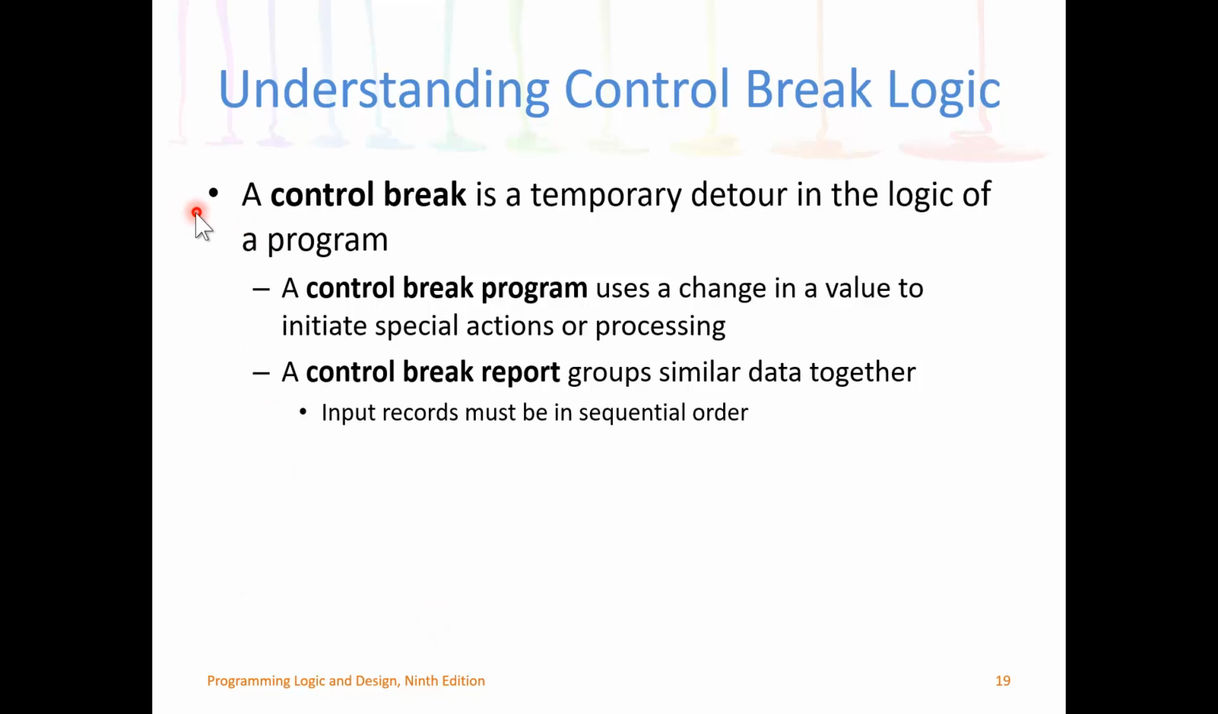So a control break is where you're sorting on like department or employee type or state or city or day of the week. And when you go to the next day of the week, that triggers a control break and you do a little special report before you go on and continue your processing.